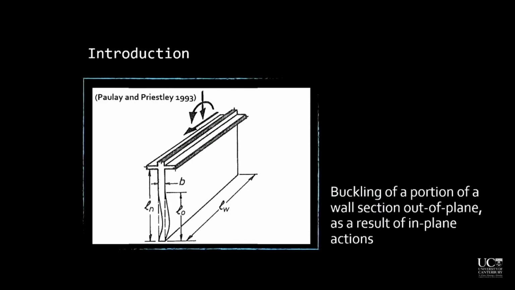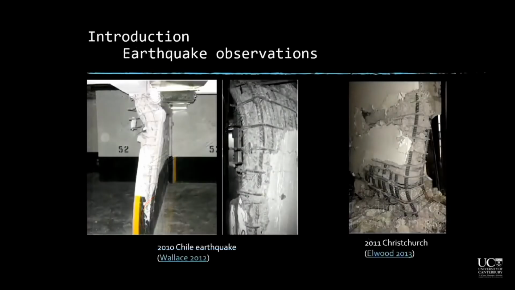Out of plane instability refers to buckling of a portion of a wall section out of plane under in-plane actions. As you can see, this portion is limited to the end regions of the walls, or boundary regions, where the strains from in-plane actions are greatest. This mode of failure was observed in experiments, but became an important issue after it was observed in the Chile earthquake and the 2011 Christchurch earthquake.